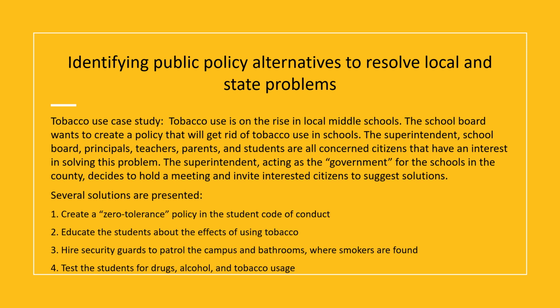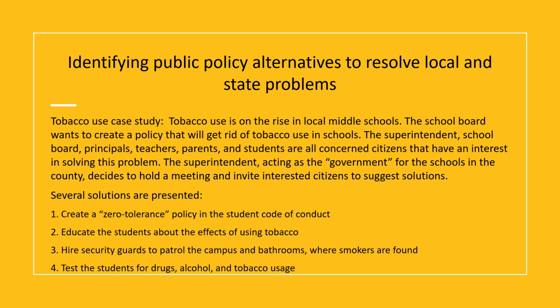Now we're going to be looking at a case study where we will identify public policy alternatives to resolve local and state problems. The case study focuses on tobacco use in middle schools. Now please hear me, there's 2 things going on here. One is that tobacco is being used by middle school students, which means that these people who are using tobacco do not have the legal right to buy it or to possess it.